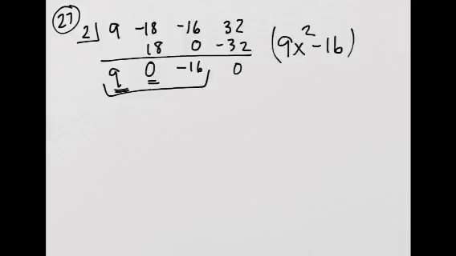And I could factor further. Actually, on number 24, I could have factored further also, but it didn't ask you to do it. But if you had to, this is (3x plus 4)(3x minus 4). Okay?